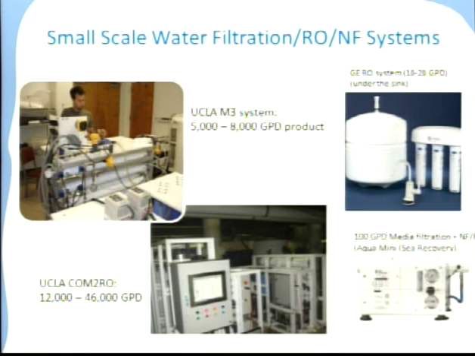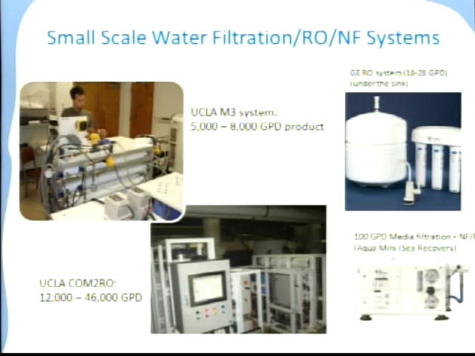On the left, you see one of our small systems, which again has adsorption, filtration, media filters, and RO, and it will produce about 5,000 to 8,000 gallons per day in terms of product. So it gives you a sense of the size, right? It's a system that is almost small enough to put in your kitchen, if you have a large kitchen.